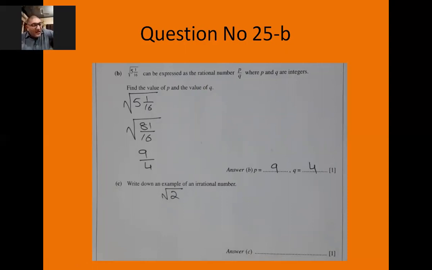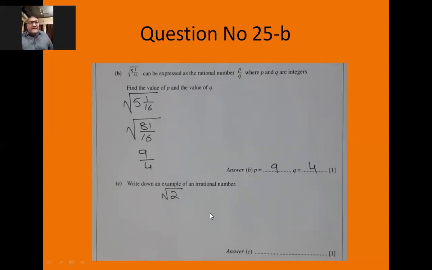Question number 25, B part. The square root of 5 whole 1 by 16 can be expressed as the rational number P by Q, where P and Q are integers. Find the value of P and the value of Q. So this is 5 whole 1 by 16 and you have a square root on the whole of this. So 16 5s are 80, 80 plus 1 is 81, 81 by 16, you have square root on it. So 81 its square root will be 9 and 16 its square root will be 4. So the P value will be 9 and the Q value will be 4.